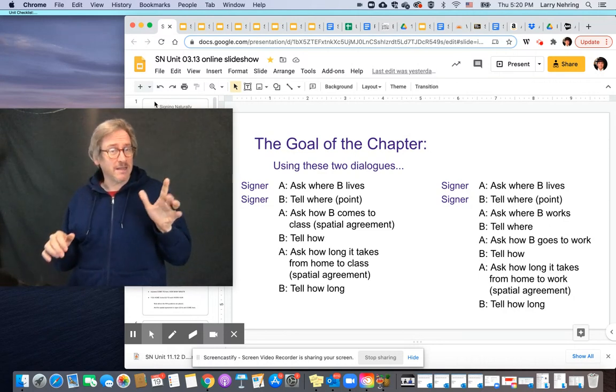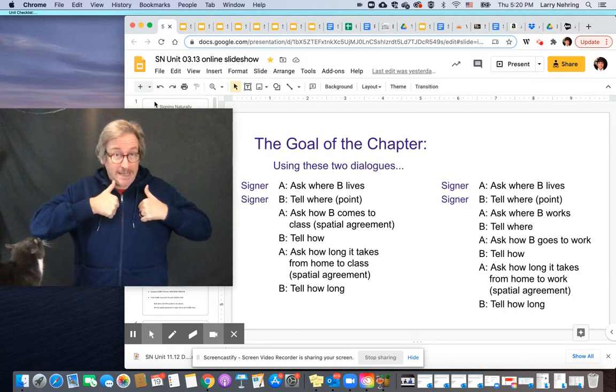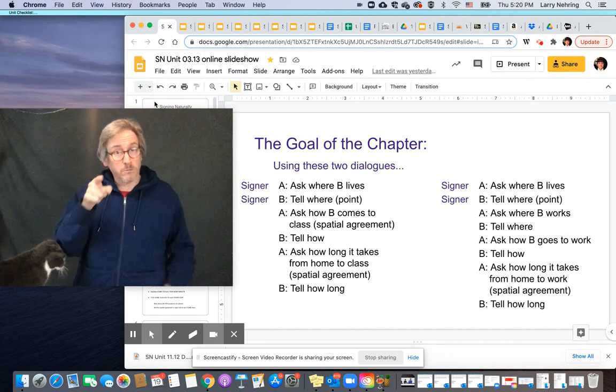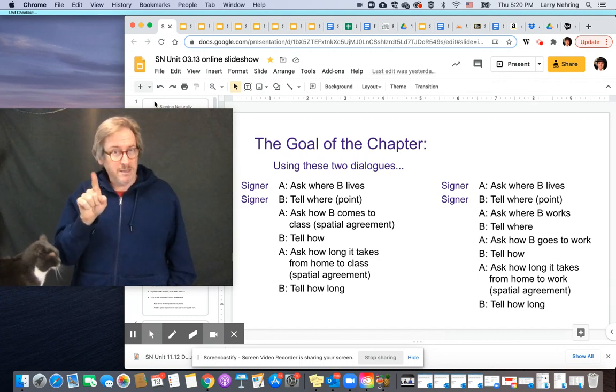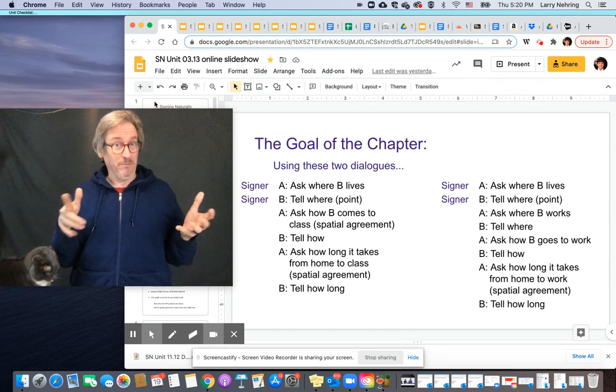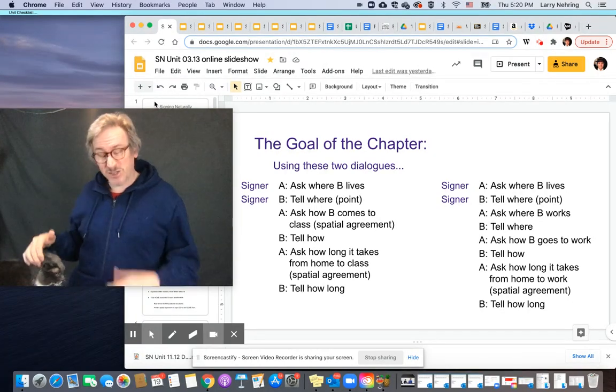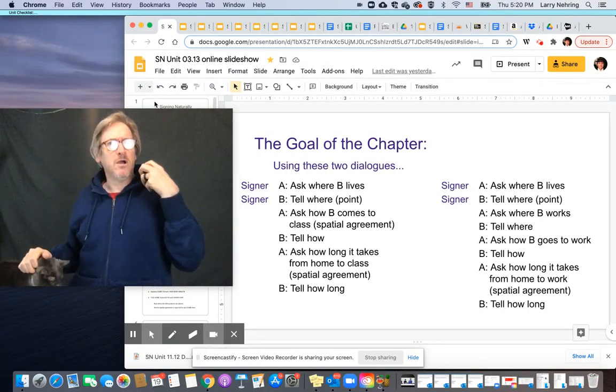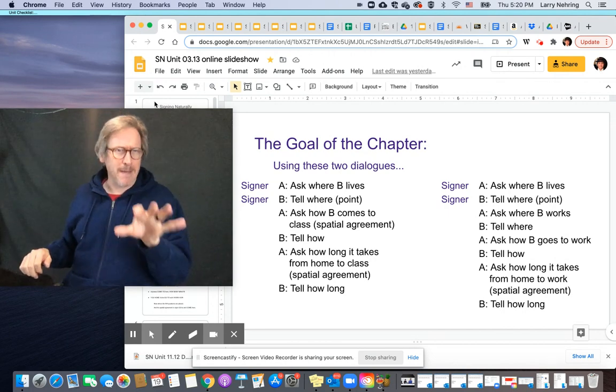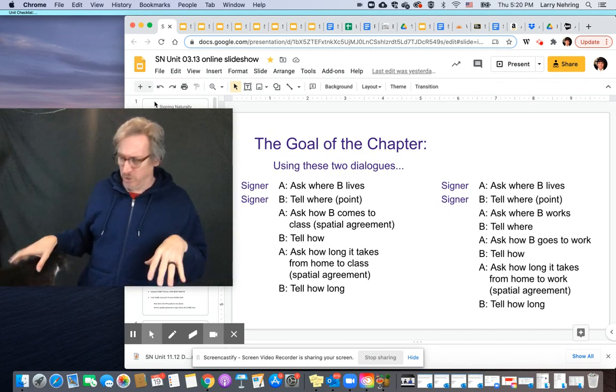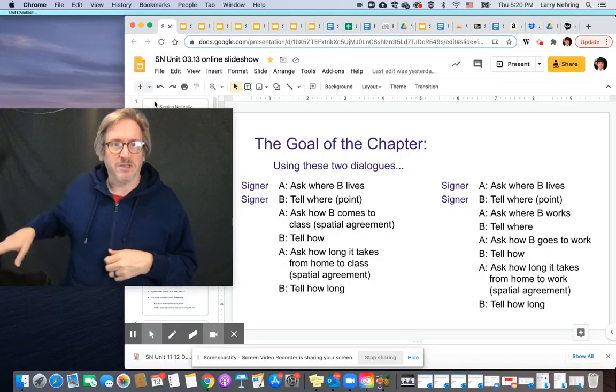Now notice, you can sign you live where, or you live where. This is the advanced form, the one-handed form. So I just want you to be aware of what it looks like. You might not be doing that, but you'll see it, especially if someone's petting a cat.